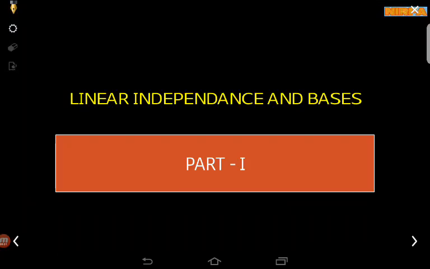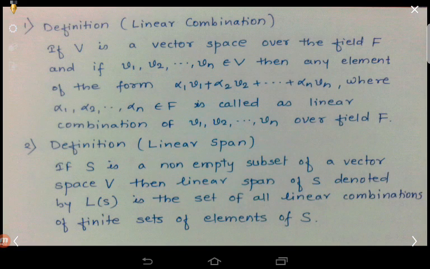Champions, today we will see linear independence and basis, part 1. First of all, we will see the definition of linear combinations of vectors.